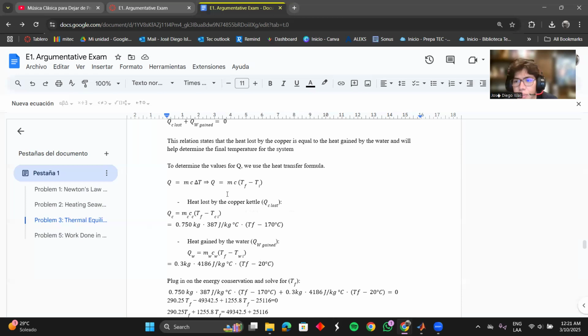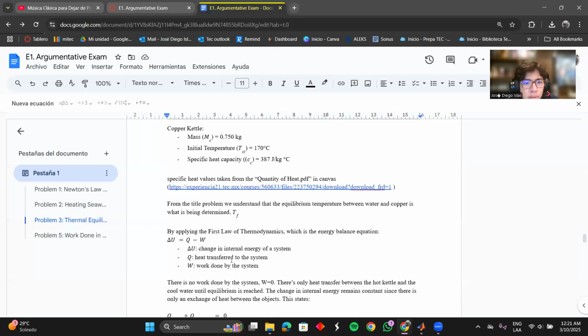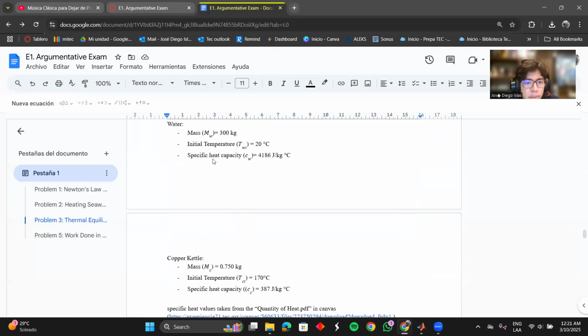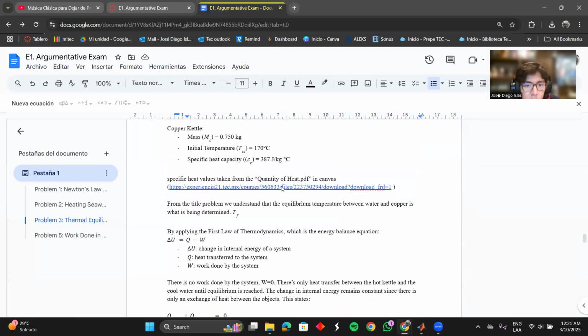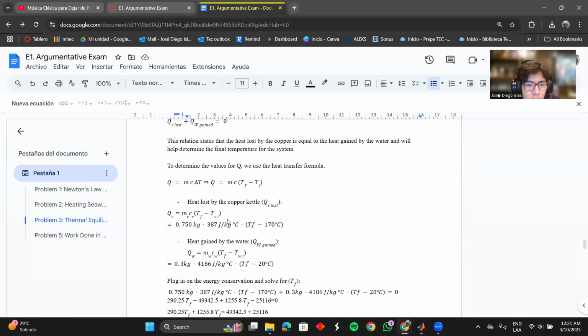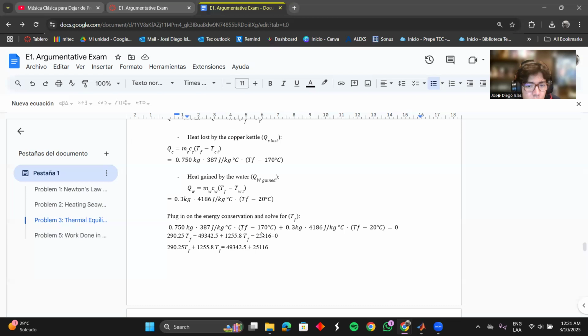So yeah, first we have to state our formulas. We have two materials here, copper and water. We state our values, the ones given in the document, and we also need to check the specific heat, which we could find in the documents that the professors gave us on Canvas, right? Here is the link if you don't believe me. So we set our formulas. First, the copper one, which is this, and we know that the water one is this.